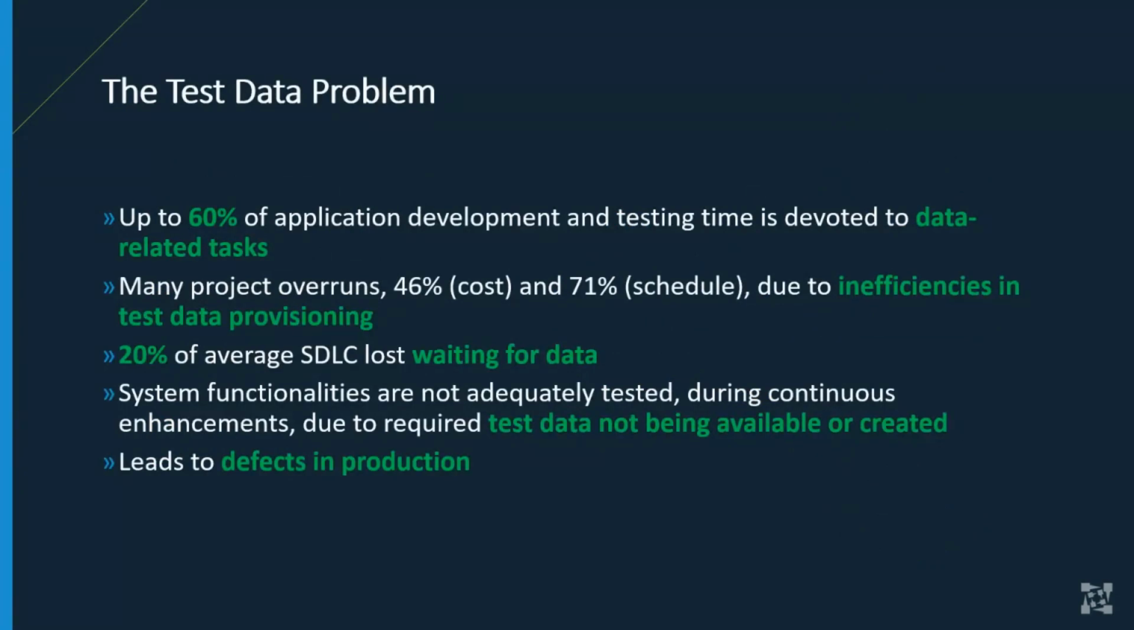We've done some internal market research ourselves, and we've found that the real costs to business associated with test data can be up to 60% of application development and testing time devoted to data-related tasks. Many project overruns, such as 46% cost and 71% schedule, are due to inefficiencies in test data provisioning, and 20% of the average SDLC is lost simply waiting for data. System functionalities are not adequately tested, and test data is not available or created as a result. And this leads to defects in production, that number of defects that we saw at the very beginning.